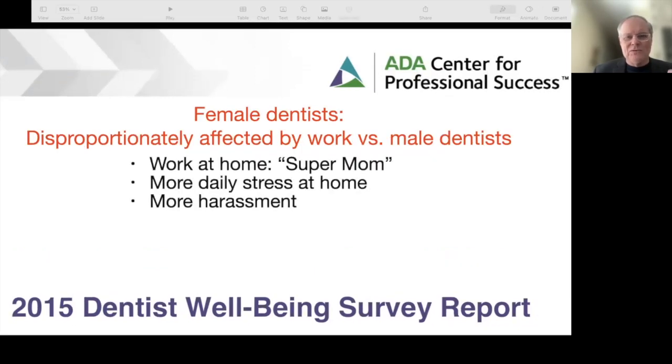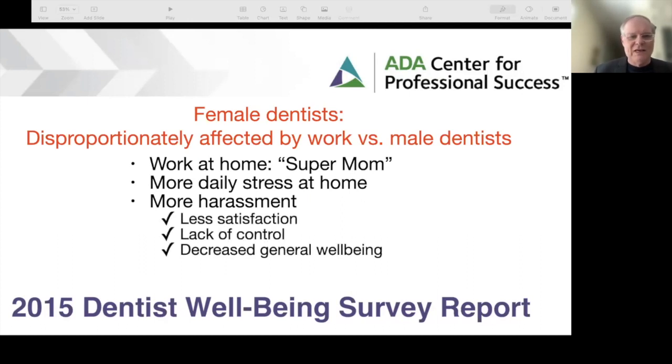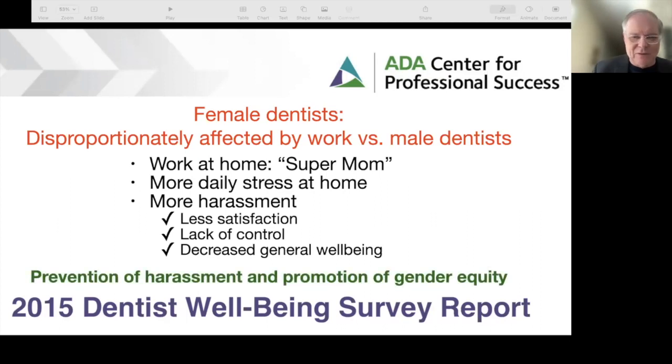Female dentists are more prone to what I call the supermom syndrome. They're not only at the office, but a lot of times they also have to go home at night and deal with the children, the home, the meals, whatever the structure looks like in your family. But one of the things they deal with that males don't typically deal with as much, the survey shows, is harassment at work, and it can come in different forms. So there's this push for promotion of gender equity and respect and treating women like equals instead of this hierarchy. This is one of the things that really came out of this study in 2015.